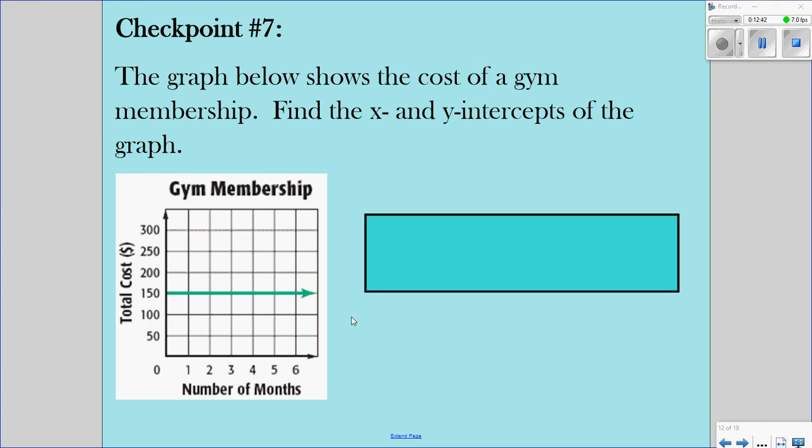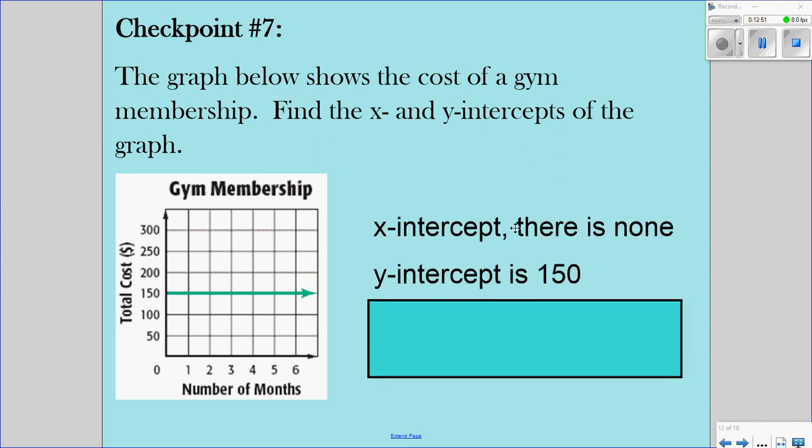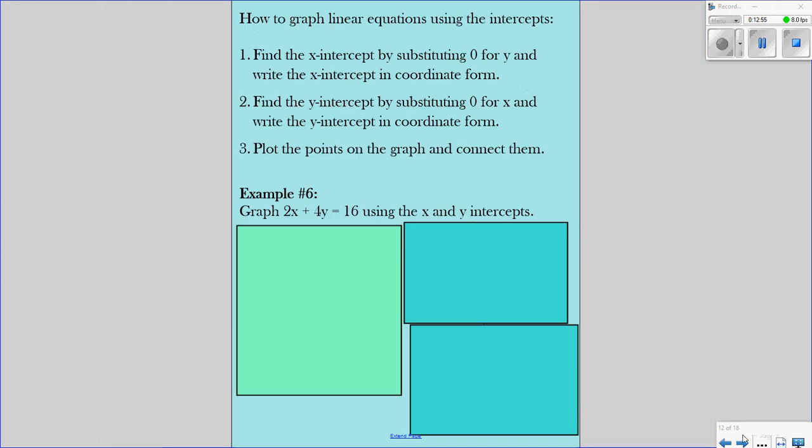No. But is there a y-intercept? Let's see, this is the y-axis. Yeah, 150. So x-intercept, there is none. Y-intercept is 150. Alright, let me make this bigger.